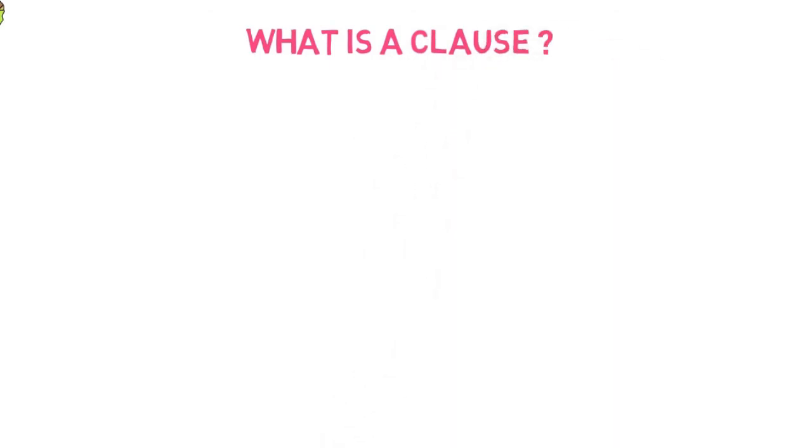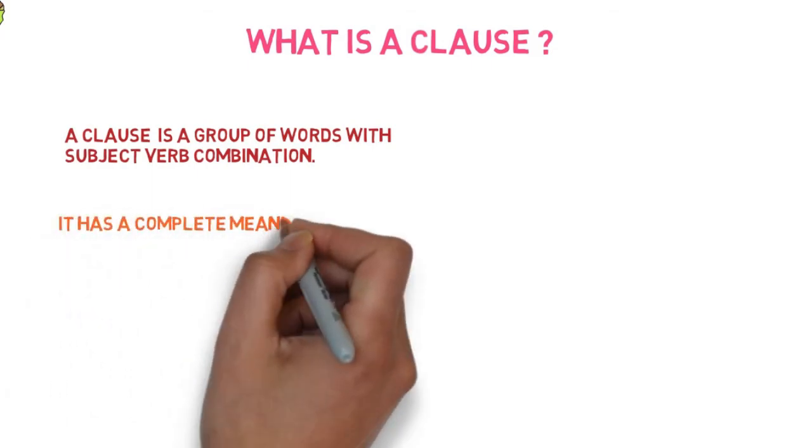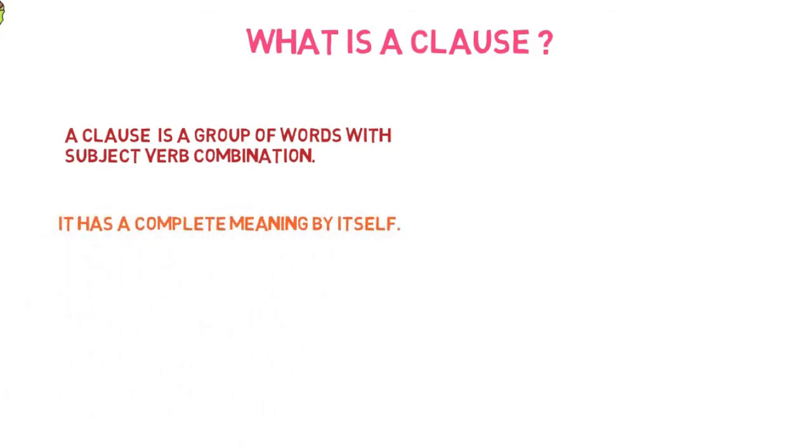What is a clause? A clause is a group of words with a subject-verb combination. It is a group of words with a subject and a verb combination. Again, a clause is also a part of a sentence which has a subject and a verb in it. It has a complete meaning by itself.